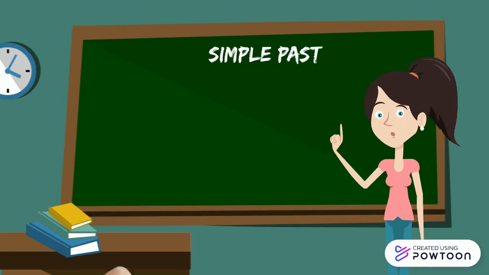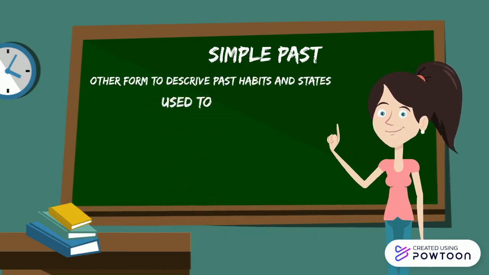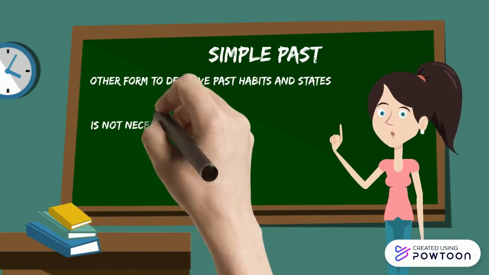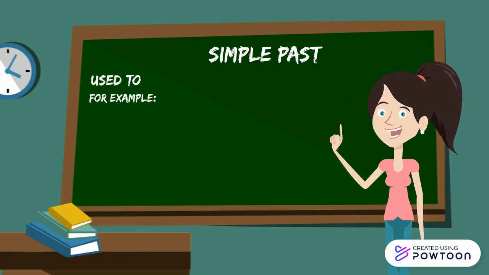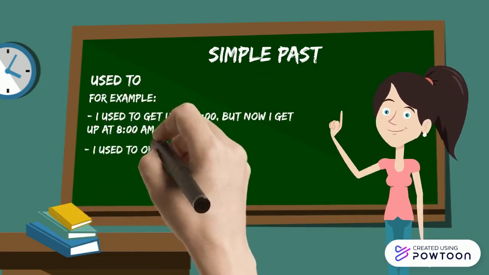There is another form to describe past habits or states: used to. But in this form a time expression is not necessarily needed. For example, I used to get up at 6, but now I get up at 8. I used to own a car.